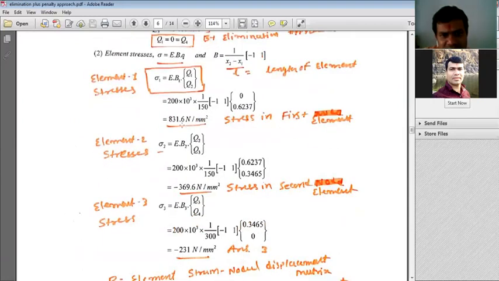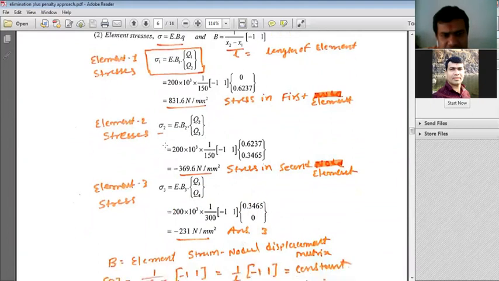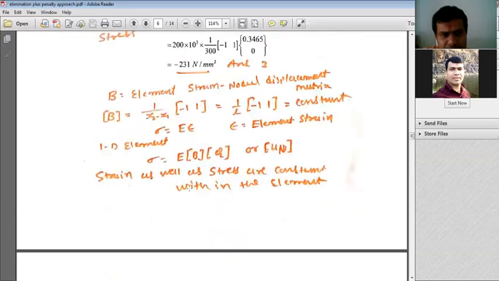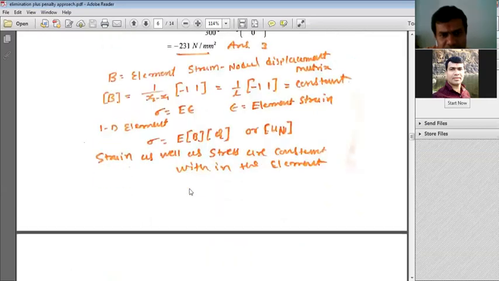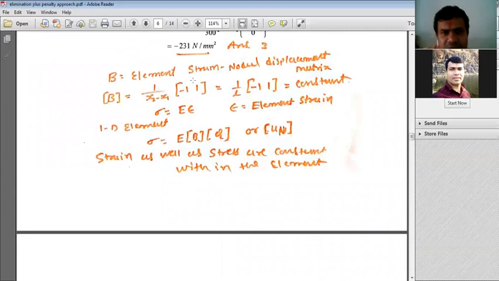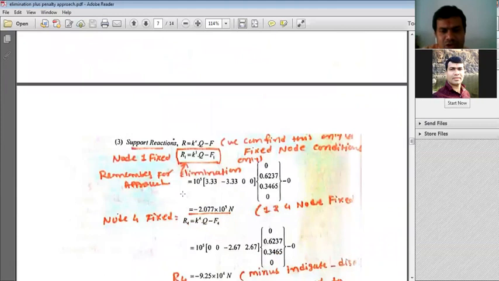So you have to put in all these values and find out the stresses of all three elements by using this equation. Right? So B, you know, is the element strain nodal displacement. Okay, now sigma you are finding using this equation, sigma is equal to EBQ, where Q is nothing but displacement, E is the modulus of elasticity, and B is the element strain nodal displacement matrix. Now you have to find out, at last, the support reactions.